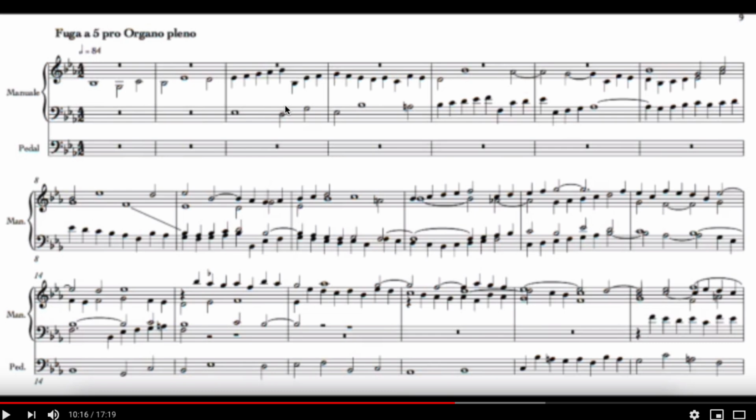And then once you see 16th notes coming in, that will be the entrance of our third subject. Okay, so that can give you something to look out for as we listen to this piece. So let's go to a new video, and then let's listen to this piece, and just enjoy it.